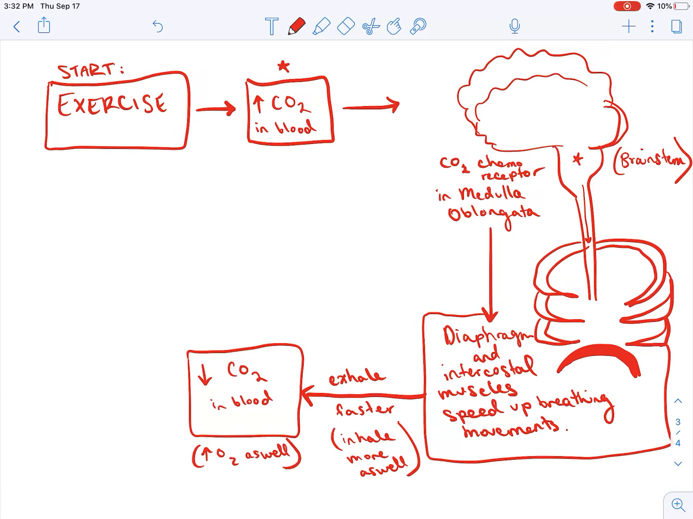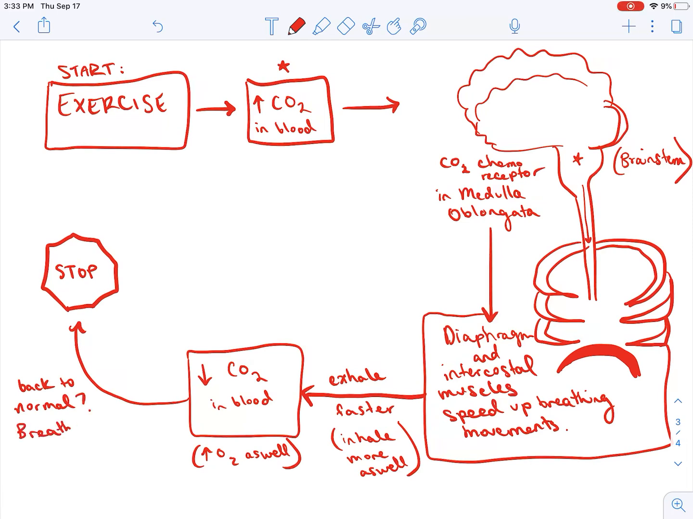That's usually kind of a byproduct. And assuming we get back to a normal level, maybe the exercise has stopped or your breathing has sped up enough that things are returning to normal, then this whole chain reaction is going to stop once the CO2 level drops in the blood. So this is going to stop that whole chain reaction once we're back to normal, and then the breathing returns to normal.